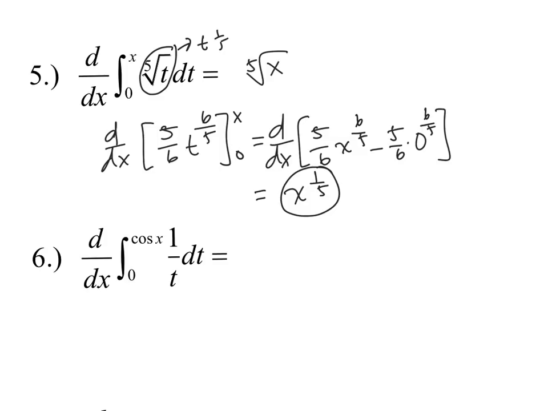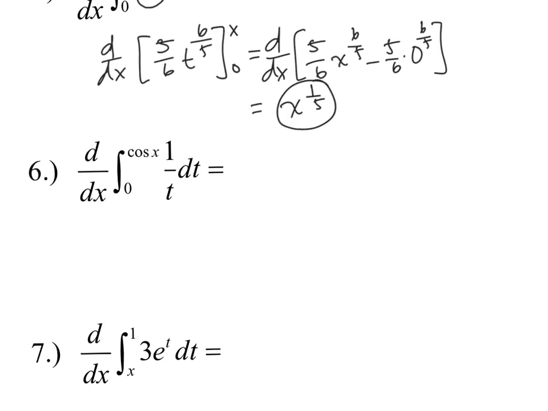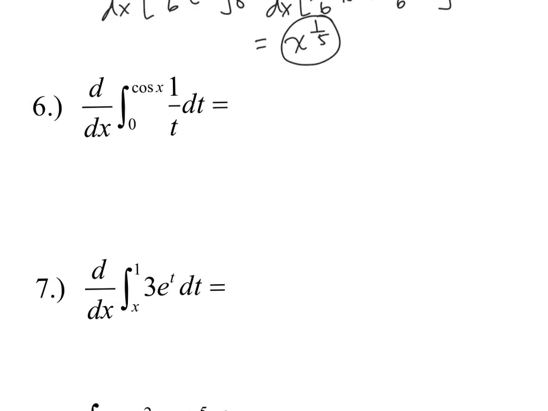And then number 6. Now this one's a little bit different in that this time the upper limit of integration is a function of x. It's not just x. So you have to use the chain rule. So you're going to do two things. You're going to replace t with this upper limit of integration, which is a function of x, and then you're going to multiply by the derivative of this upper limit of integration. So I'm going to go ahead and do that part first.